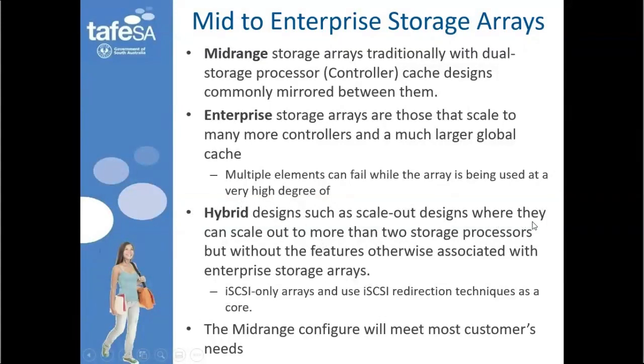So scale-out designs can scale out to more than two storage processors, but without the features otherwise associated with enterprise storage. Enterprise costs a lot more, but the hybrid will be a lot cheaper. iSCSI-only arrays use iSCSI redirection techniques as a core. A mid-range configuration will meet most customers' needs.